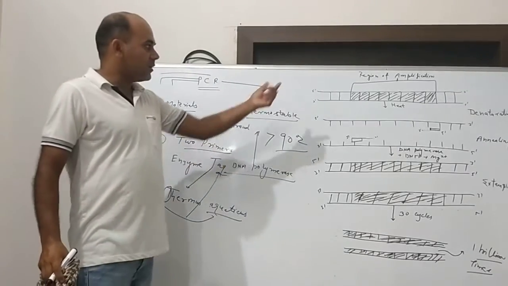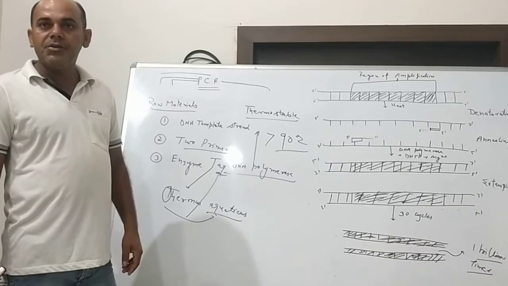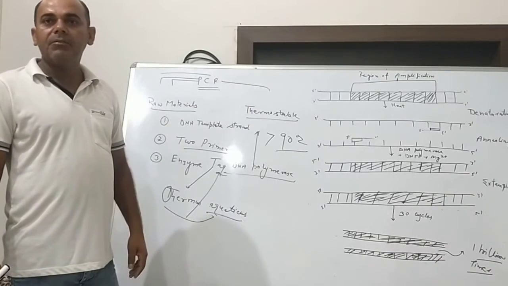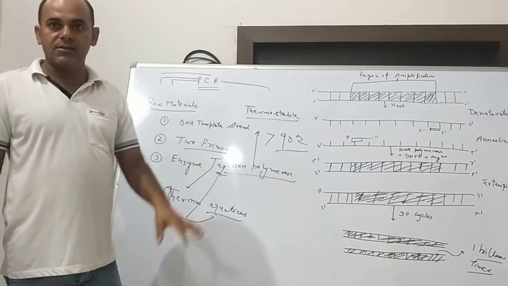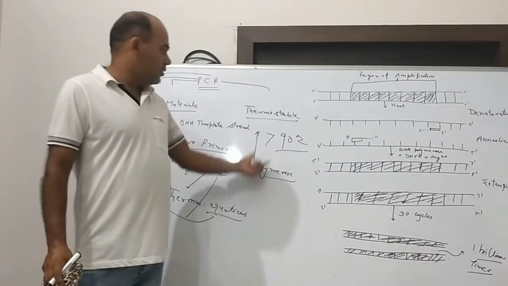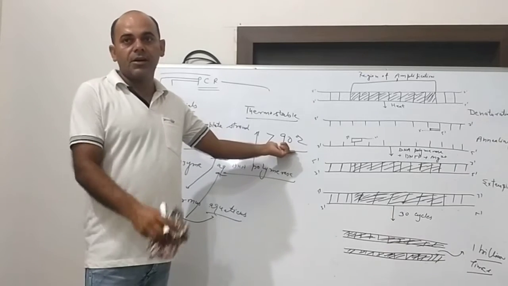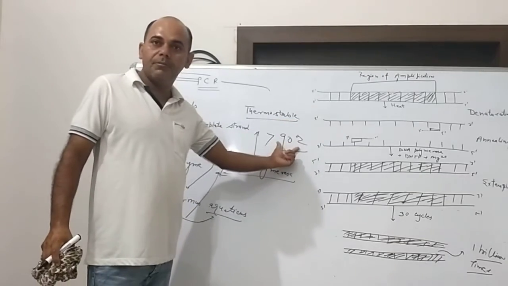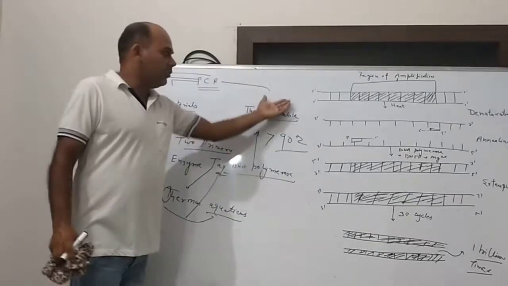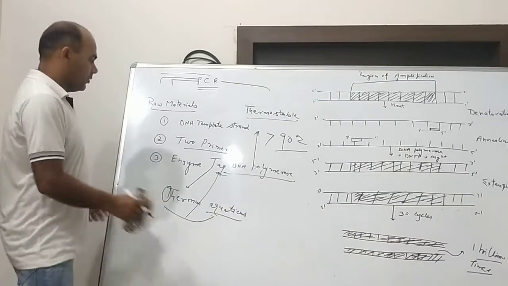Because the first step of this PCR, which is called denaturation, is carried out at approximately 94 to 96 degrees Celsius. It means this enzyme does not degenerate. It will be stable at this high range of temperature. So that's the meaning of this word. It is called thermostable. It shows thermostability.